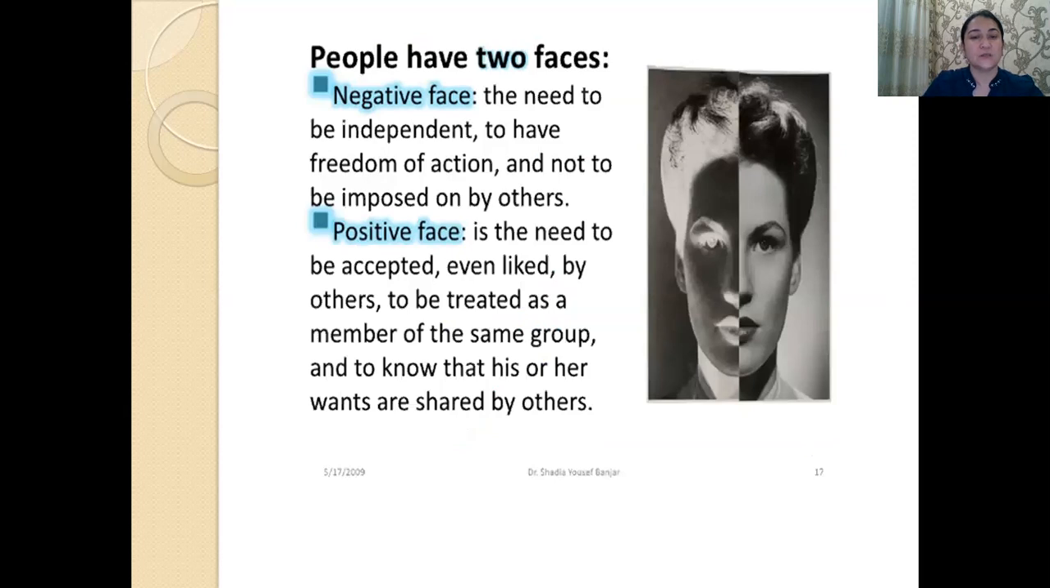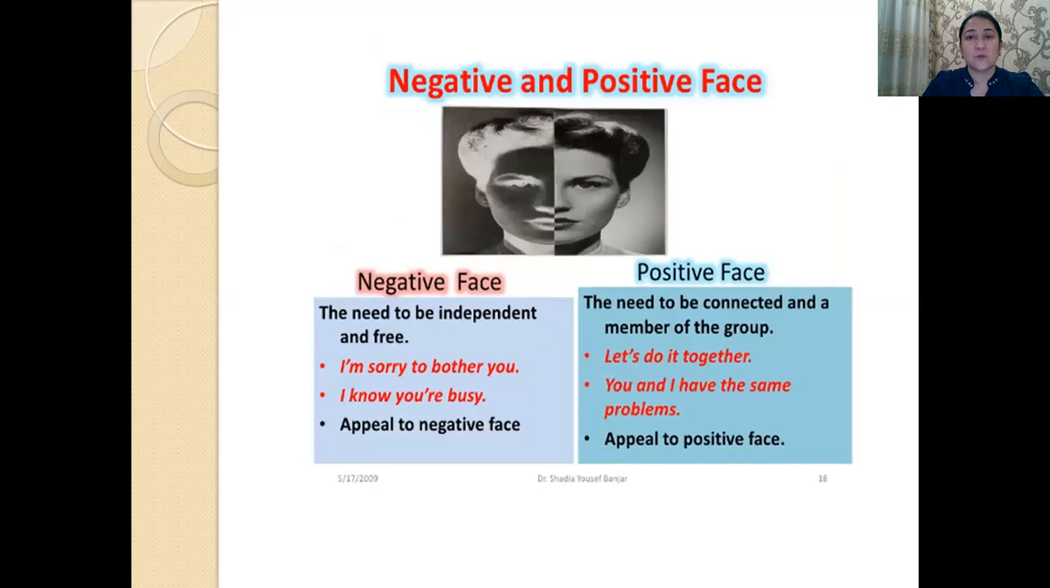While interacting with each other, people have two faces, negative and positive. People use negative face for the need to be independent, to have freedom of action, and not to be imposed on by others. Positive face is the need to be accepted, even liked by others, to be treated as a member of the same group, and to know that his or her wants are shared by others. So there are some examples. Examples of negative face: I'm sorry to bother you. I know you are busy. And the examples appealing to positive face are: let's do it together. You and I have the same problems.